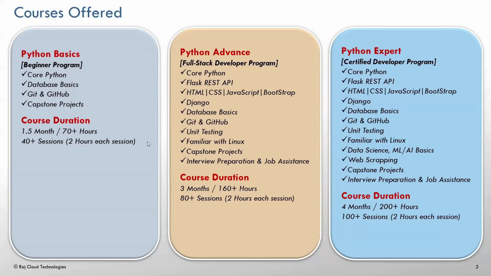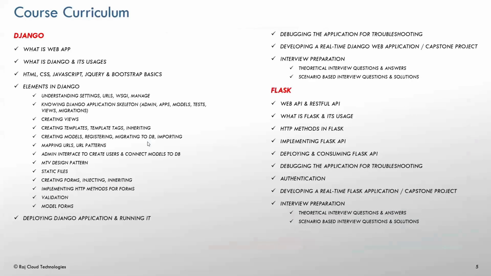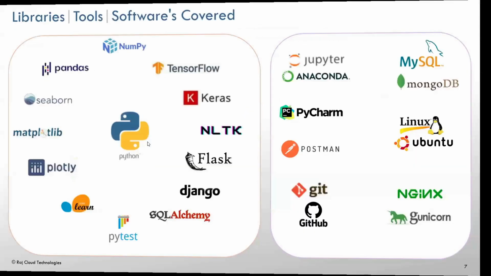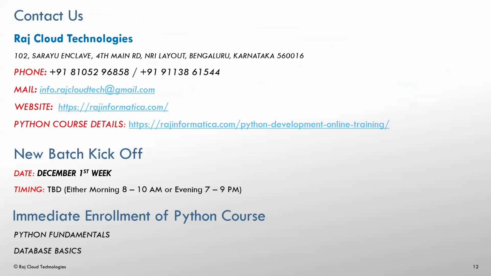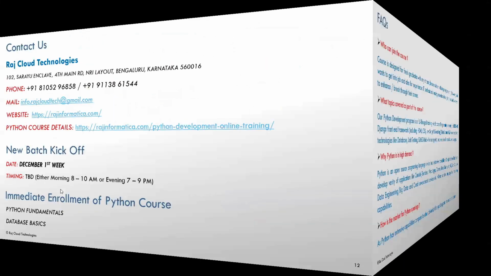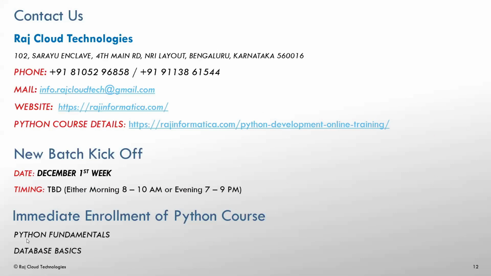What is the discount you are saying if we enroll? They're trying to give 10%, I believe, if they enroll straight away. They will get all of this immediately. On course enrollment, they will get the Python fundamentals and the database basics sessions straight away, because until the first week of December they don't need to wait. Correct. Got it.